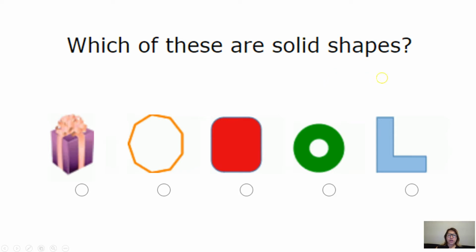Which of these are solid shapes? Remember, solid shapes are items that can stand on their own, something that we can hold in our hand. So the first one we could hold in our hand, and it stands on its own, so it is a solid shape. And I'm going to put a 3D just to remind you, to give you an idea of what a solid shape would be. This shape is something that we can draw, therefore it is a plane shape. This is also a plane shape. This is also a plane shape, and this is also a plane shape, which means they are all flat. They are something that we could draw.